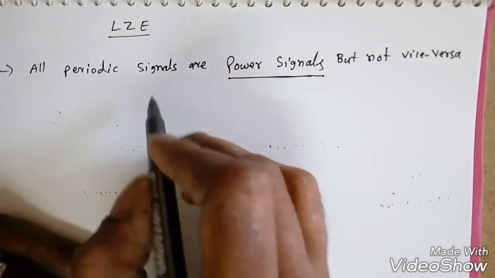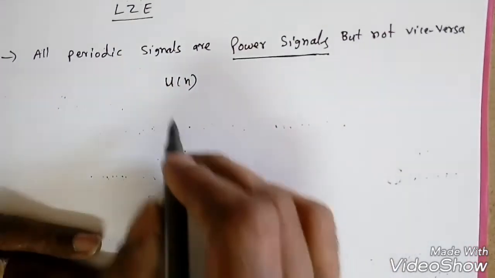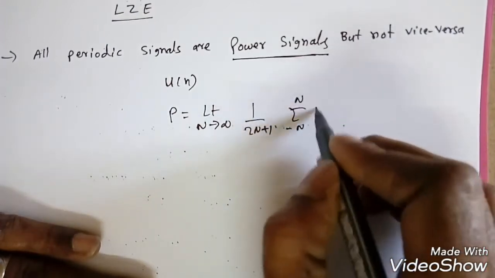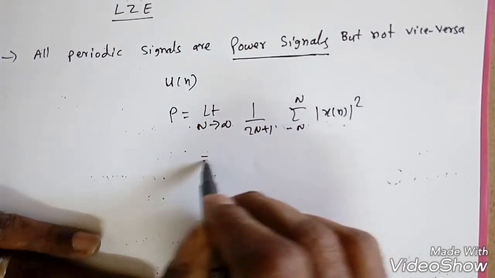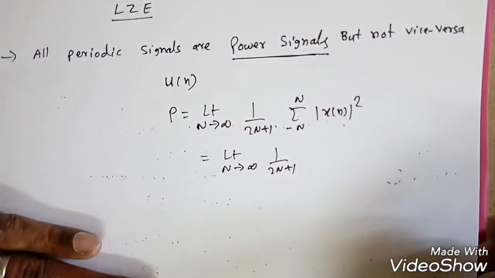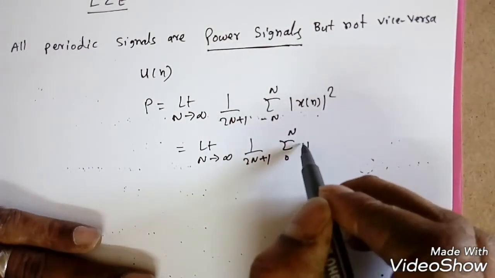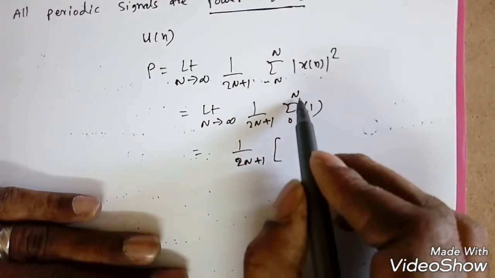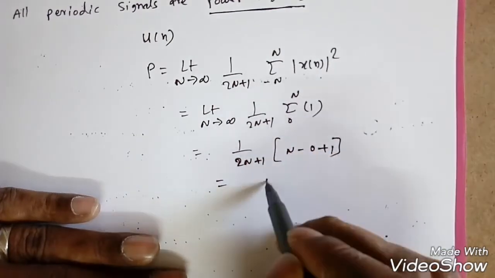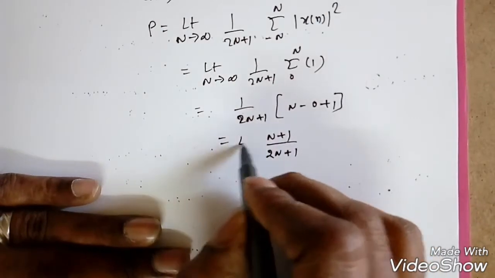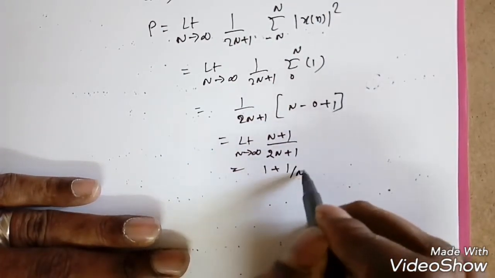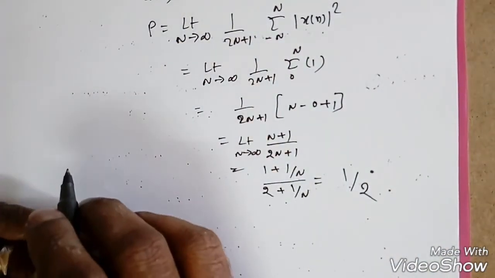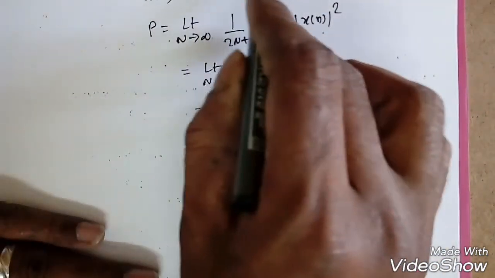Sometimes it may be, suppose in the case of u of n, if you see u of n, what is the power? Limit n tends to infinity 1 by 2n plus 1 integration of minus n to n mod x of n square, but u of n starts from 0, so limit n tends to infinity 1 by 2n plus 1 sigma 0 to n 1, right? Whenever there is a constant, we'll get 1 by 2n plus 1 into upper limit minus lower limit plus 1, so this is n plus 1 by 2n plus 1. If I make limit n tends to infinity, take n common, 1 plus 1 by n, 2 plus 1 by n, so the power is 1 by 2. That means it is finite, but unit step sequence is not a periodic signal. So this statement is correct: all periodic signals are power signals, but not vice versa.